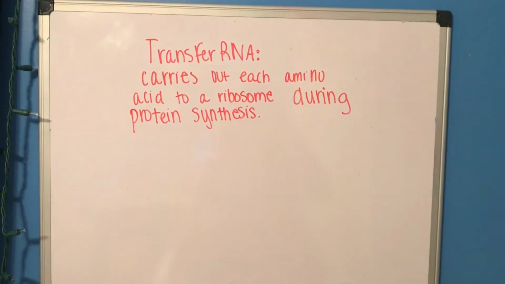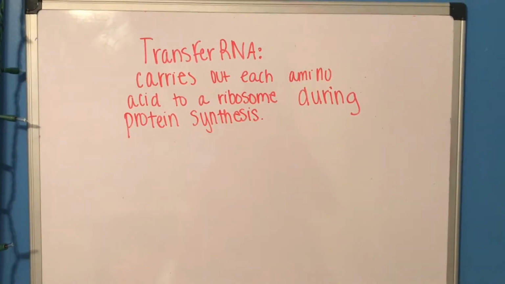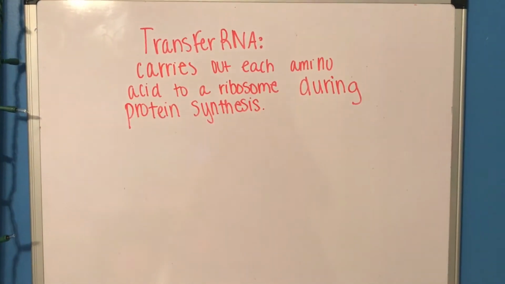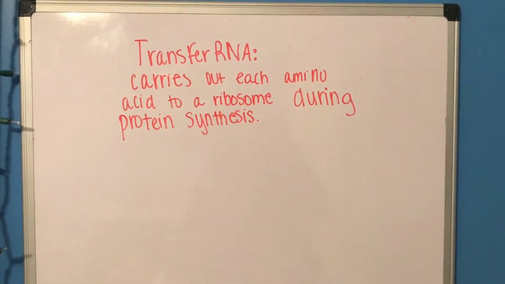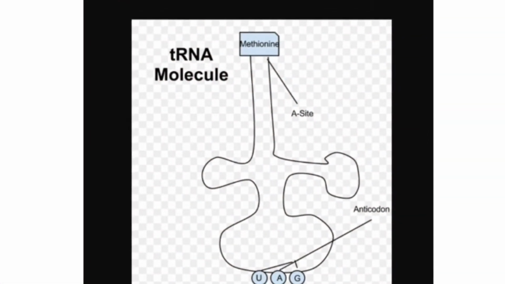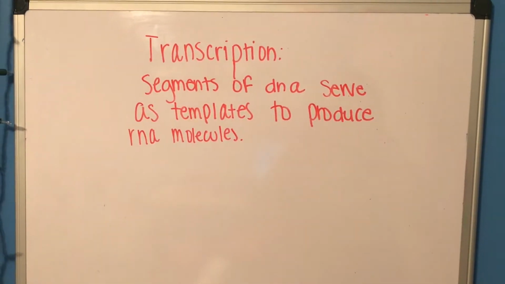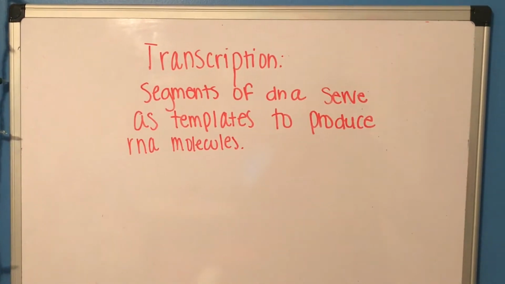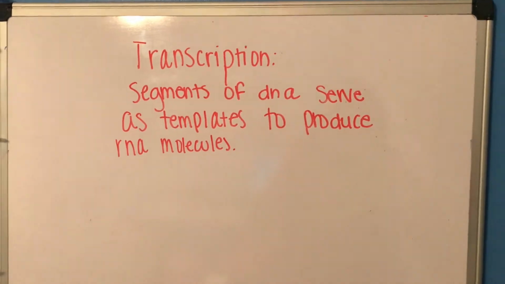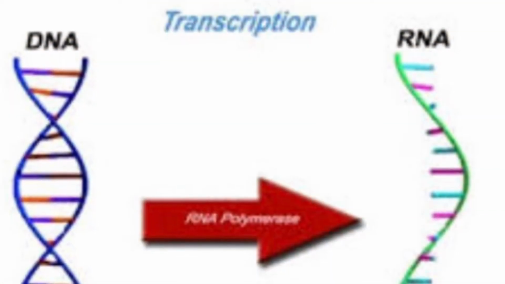Next we have transfer RNA. This is the last of the RNAs. It's also known as tRNA. Transfer RNA carries each amino acid to a ribosome during protein synthesis. In the picture you will see next, it will show a picture of transfer RNA in action. Next we have transcription. Transcription is a segment of DNA that serves as a template to produce RNA molecules. In the picture you will see next, it will show a picture of transcription in action.